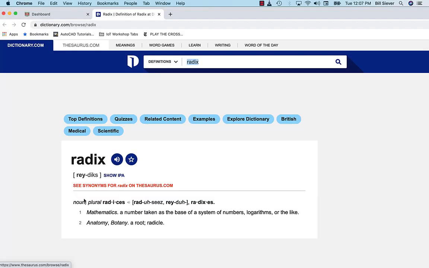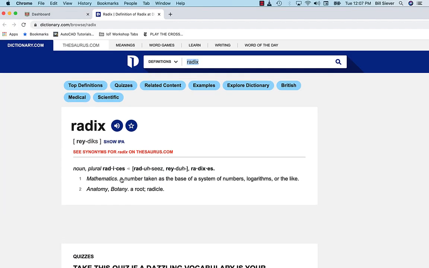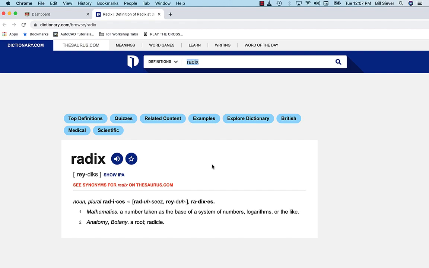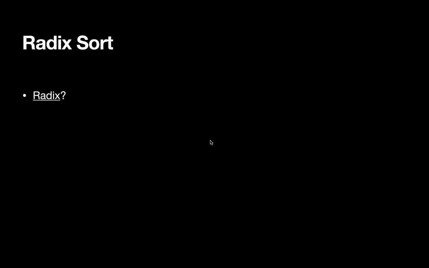Let's take a look at another non-comparison based sort, Radix sort. So first off, what is this Radix stuff all about? The dictionary definition of radix is, in mathematics, a number taken as the base of a system of numbers. So really it's about the base that's being used to do parts of this sort.